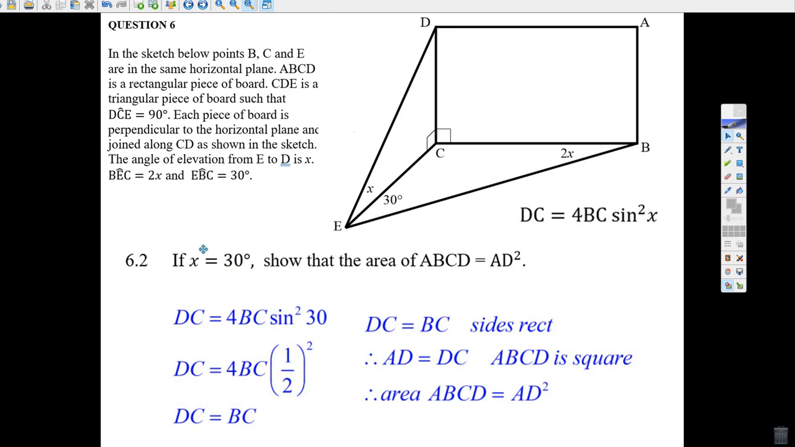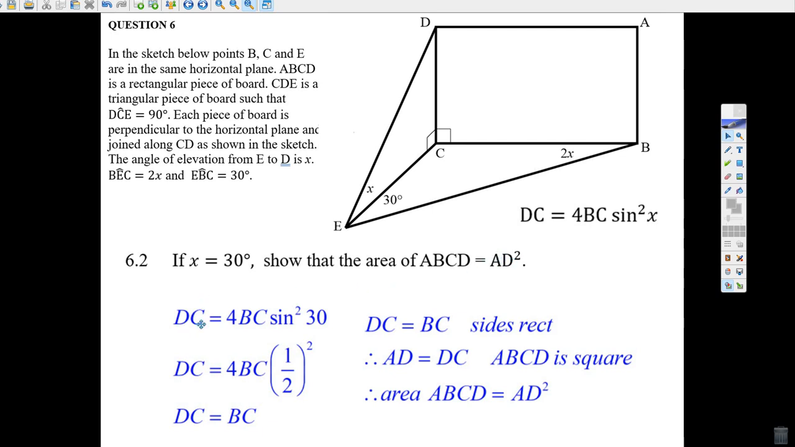Okay, now we're going to do a little application. Question 6.2 says you're supposed to take this DC equals 4BC sine squared x and use it. They said if x equals 30 degrees, show that the area of ABCD, the area of that rectangular piece of board, is equal to AD squared. Well, let's just try it.